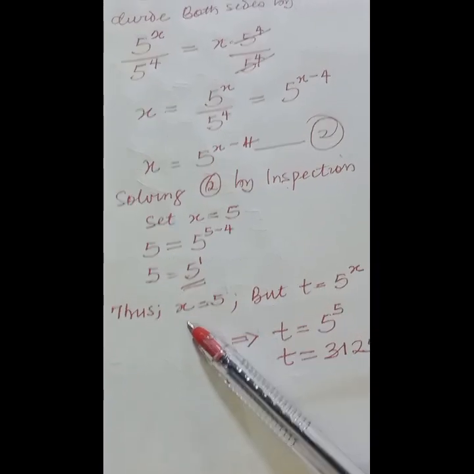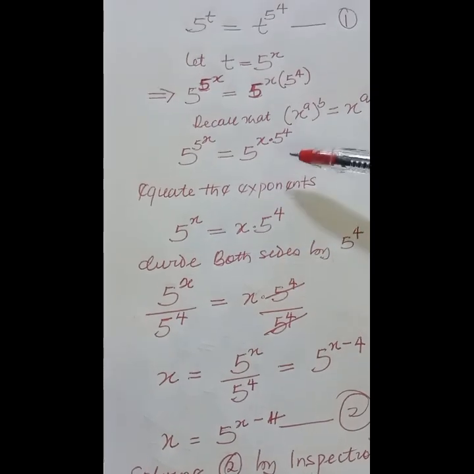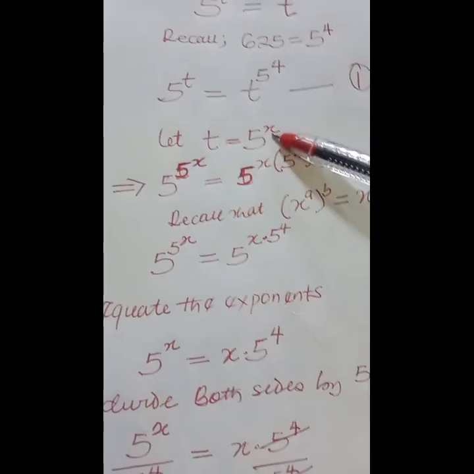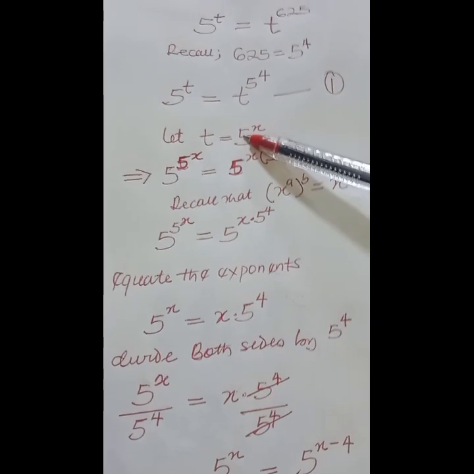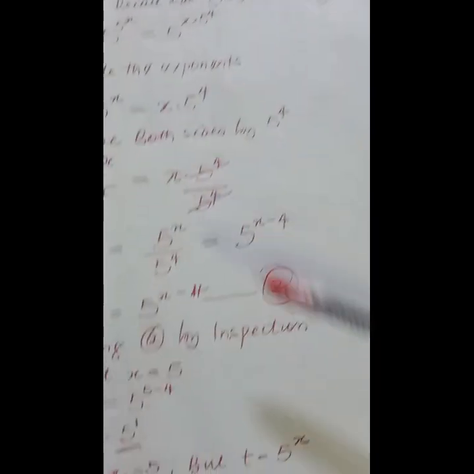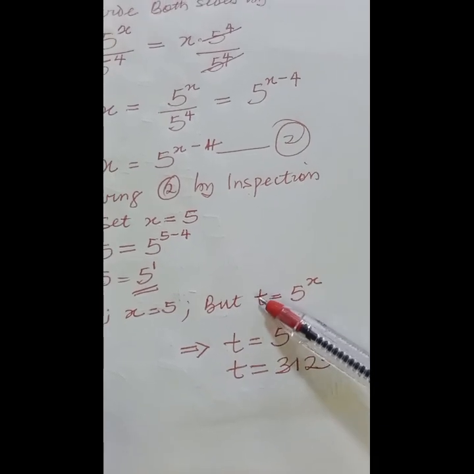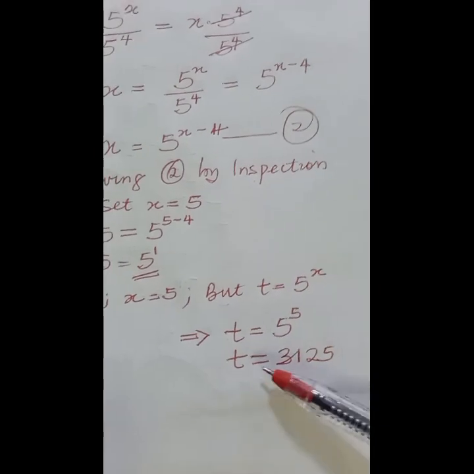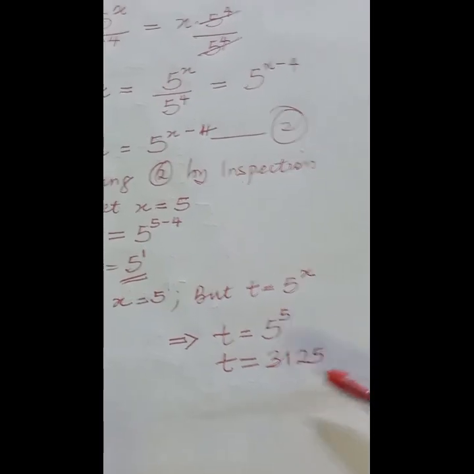So if we set x equal to 5, don't forget that we had used a substitution here. We decided to call t 5 power x, so we need to go back and find what the value of t is. Since x is equal to 5 is a solution, at this point we simply go back and say, okay, but t is equal to 5 power x, it means that t is equal to 5 power 5, and that will give you 3125.